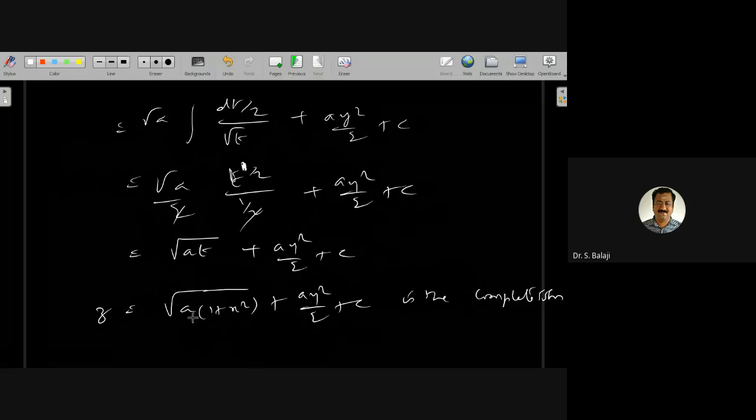It contains only two arbitrary constants a and c. Put c equal to phi of a, and we get the general solution, and no singular solution for this type of problem.